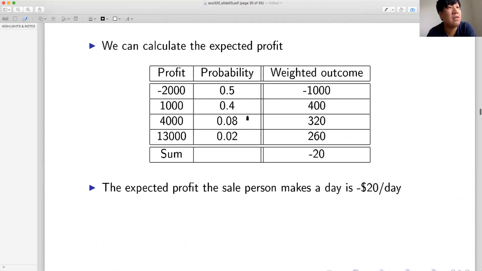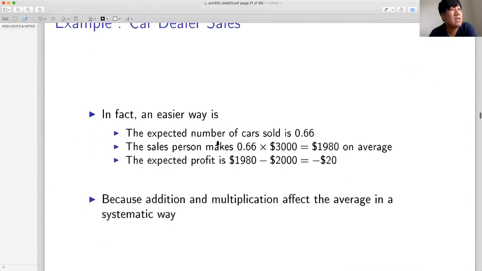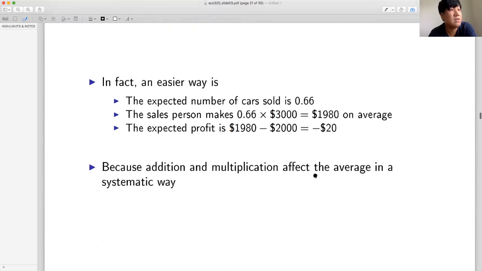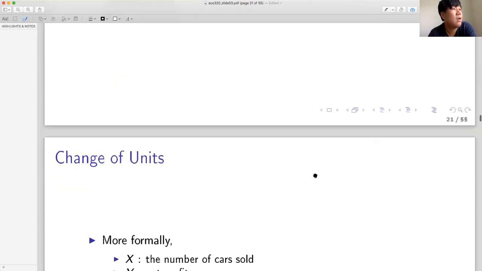You can find the expected profit and just add them up, and you can make the average, or you can use that. Since we know the expected number of cars sold is 0.66, someone can make this much on average, and expected profit is just multiplying this, minus 2,000, which is here. So same, exactly the same method.